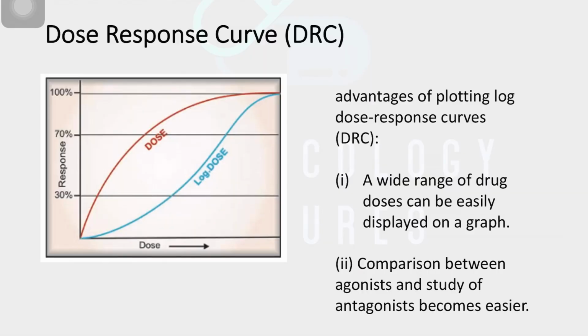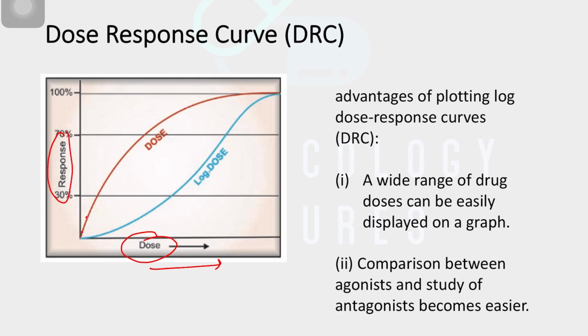An important aspect in pharmacodynamics is the dose response curve. Let's try and understand this figure. What this figure is elaborating: on the x-axis it's showing an increase in the dose, and on the y-axis there is the response. So it's mainly the dose response relationship.